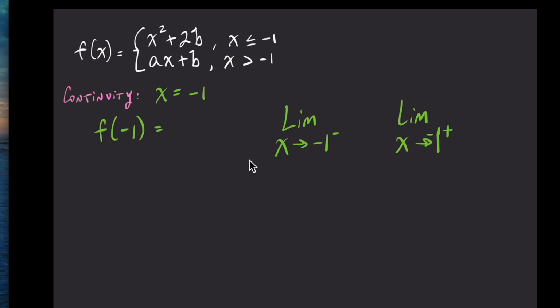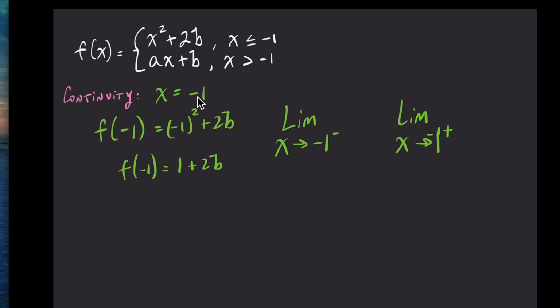So let's go ahead and do f of -1 first. If we're going to use f of -1, then we have to use this upper function, this upper expression. So everywhere we see an x in this expression, we're going to replace it with -1. So that means we're going to have -1 squared plus 2b, and therefore f of -1 is going to turn out to be 1 plus 2b.